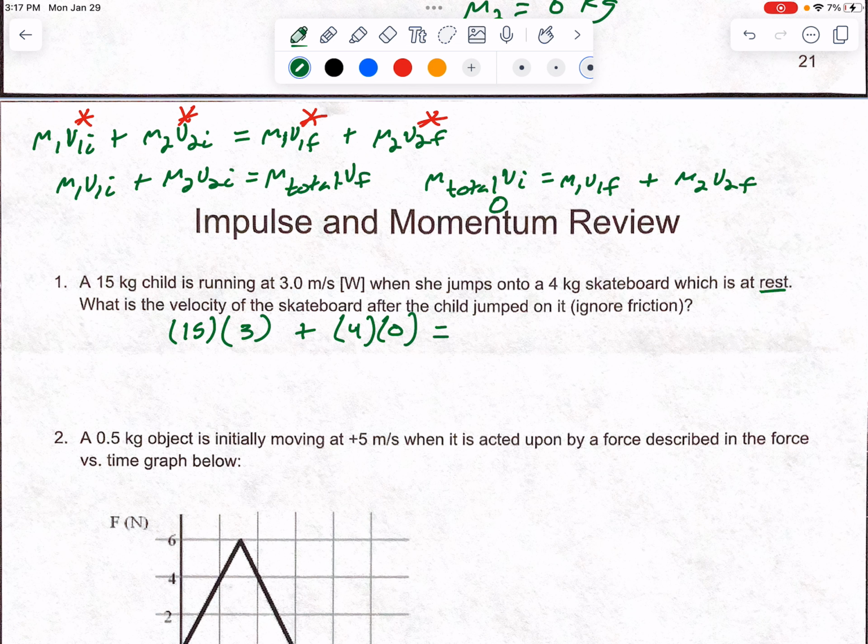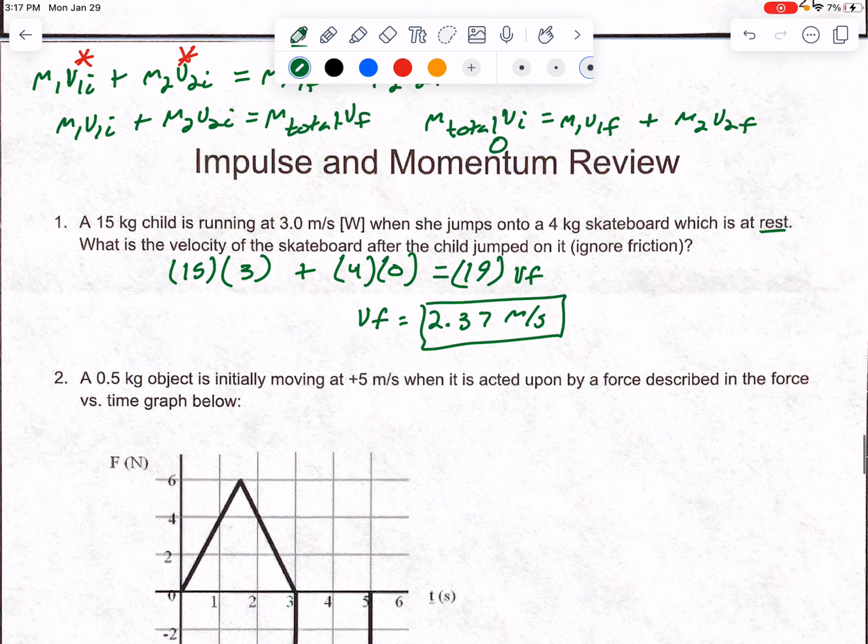Equals, now they're together, so our total mass, 15 plus 4, is going to give me 19. And we want to know what is the final velocity of the kid and the skateboard. So solve for VF, and you should get a final velocity of 2.37 meters per second. So that'd be your answer right there. That was a type 2 problem.